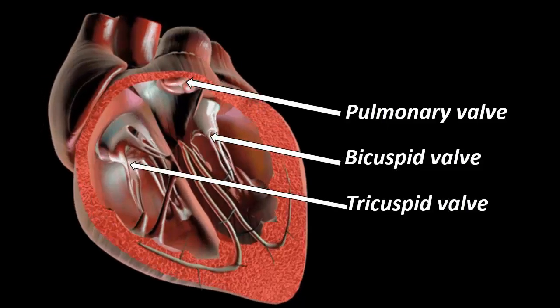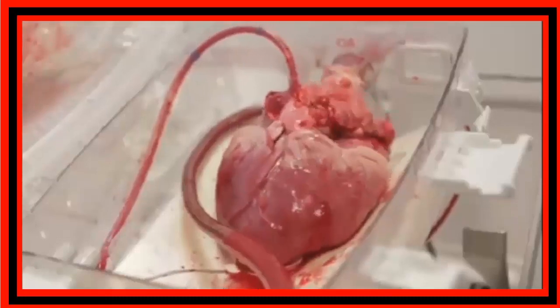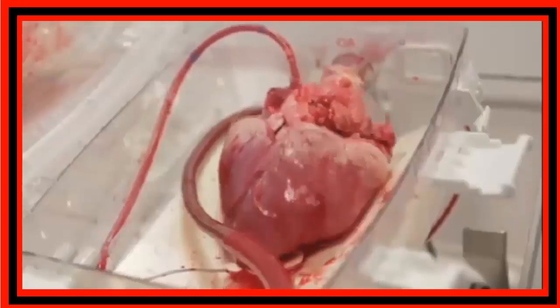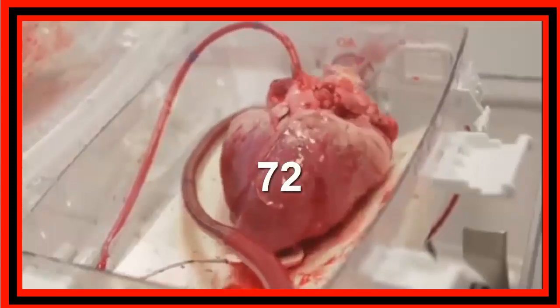The closure of the valves of the heart produces two different cardiac sounds, lup and dub. The human heart beats 72 times in a minute when the body is at rest.